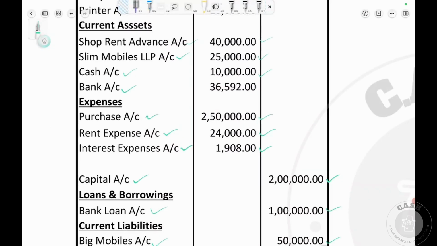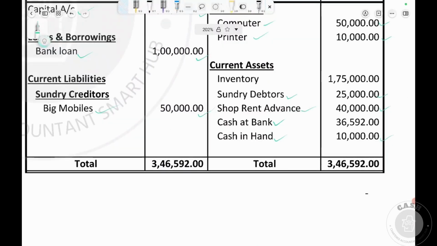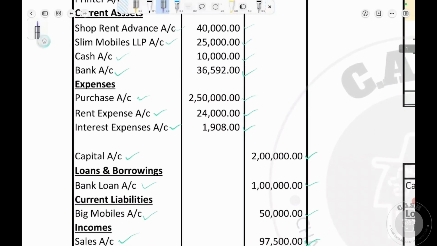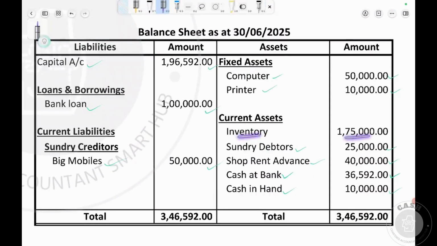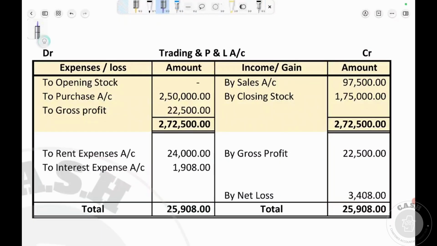And this is the final balance of cash at bank after all transactions through bank. So we have covered cash at bank. We have covered everything from the trial balance. The inventory was not there in the trial balance. Where did we get this inventory from? If you remember, we have calculated the closing stock. This is the inventory with us as on the balance sheet date.